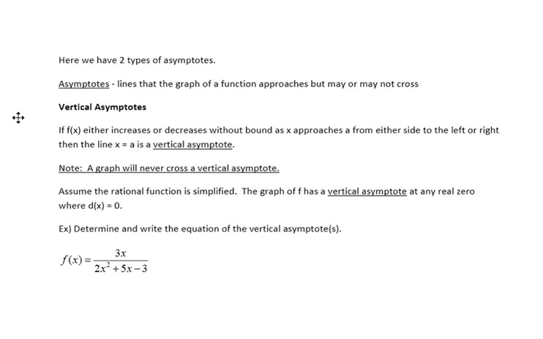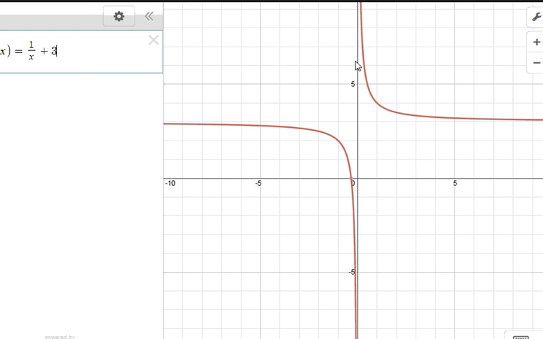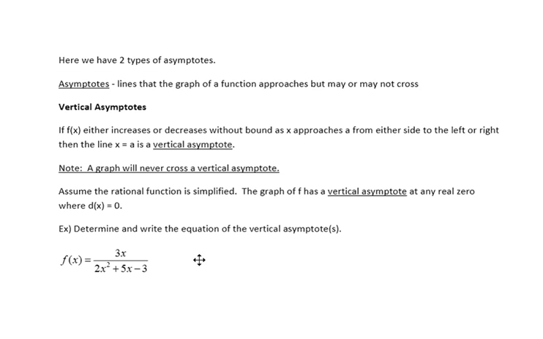A vertical asymptote looks very similar to a vertical line, and I write the equation of a vertical line as x equal to a number. So let me go back to Desmos very quickly. You can tell the vertical asymptote looks like it's x equal to 0. Okay, that would be the vertical asymptote for this. So in fact, a graph will never cross a vertical asymptote. Again, we will assume the rational function is simplified. The graph of f has a vertical asymptote at any real zero where the denominator is equal to 0.